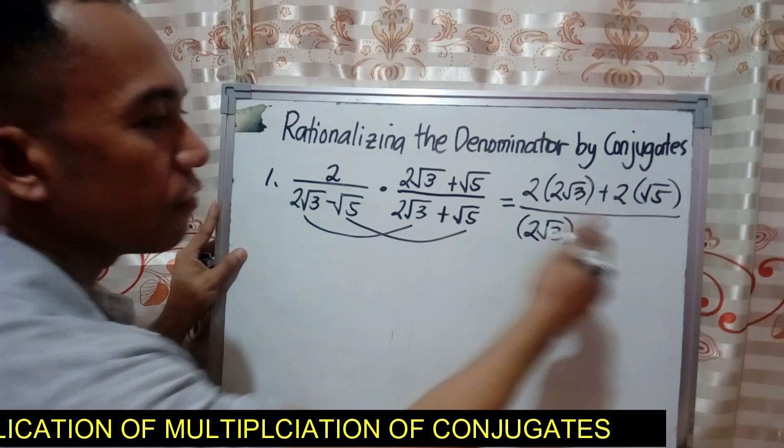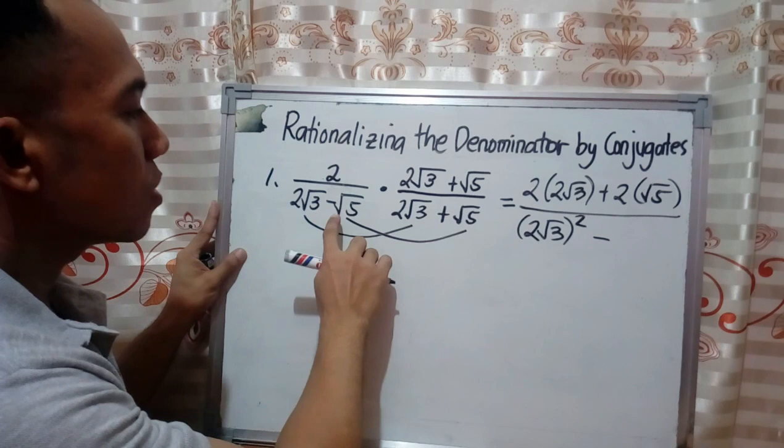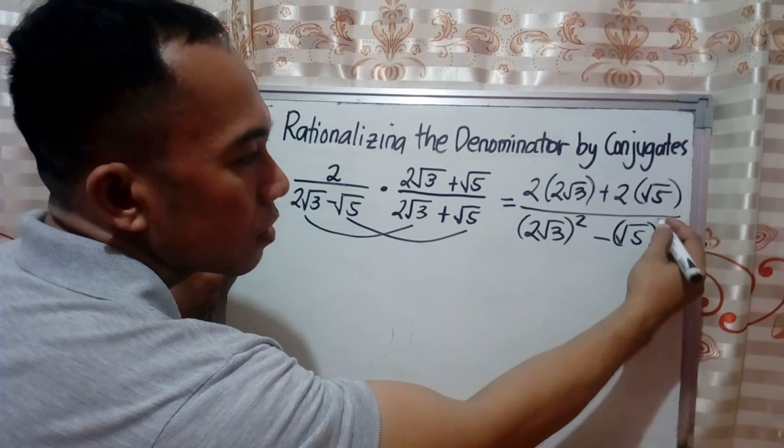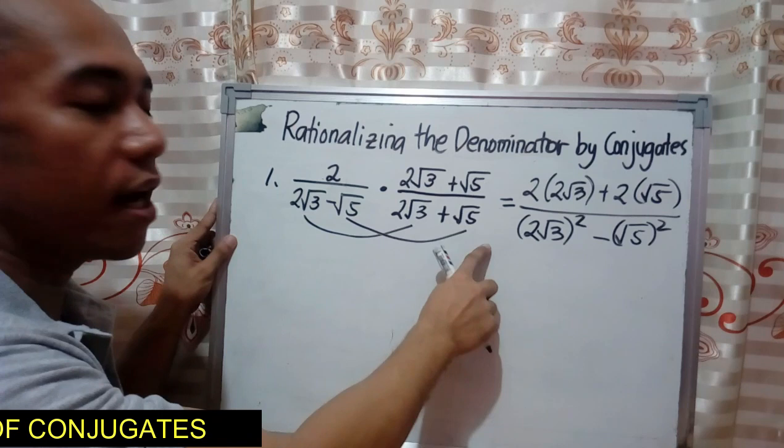So we just put squared. Minus square root of 5 times negative square root of 5 times positive square root of 5, that is negative. So square root of 5, just put squared. So by multiplying the first and the last.